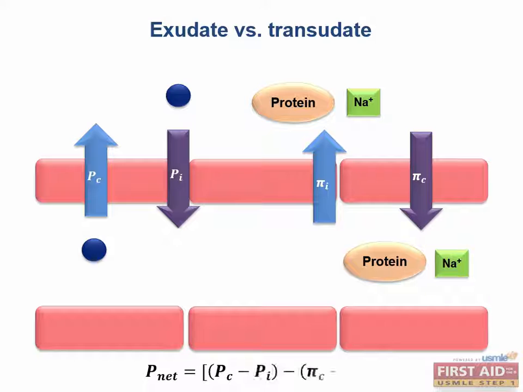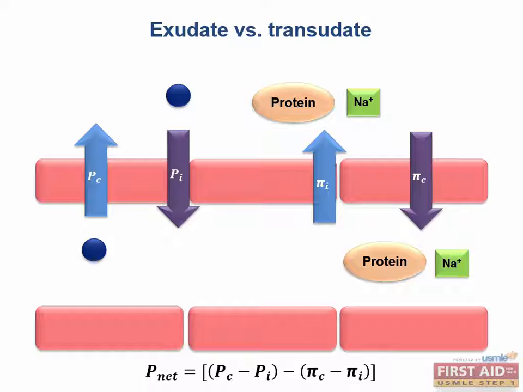But this equation sums up all the forces. It represents the net driving force, the net direction where fluid will flow. So we determine this by finding the difference between the hydrostatic and the oncotic pressures of the capillary and the interstitial fluid.